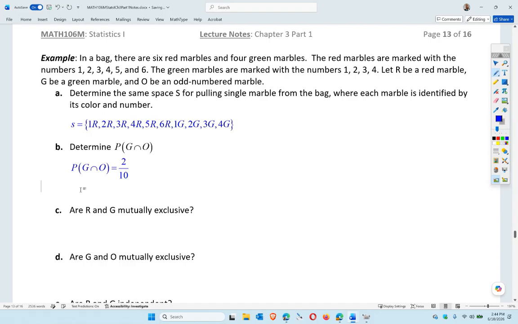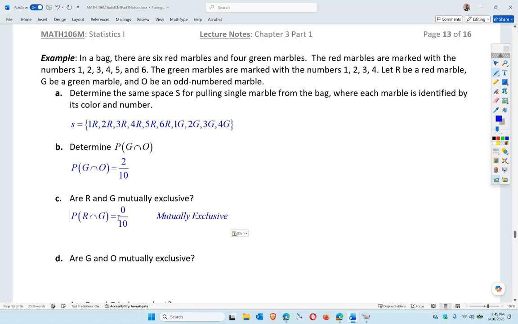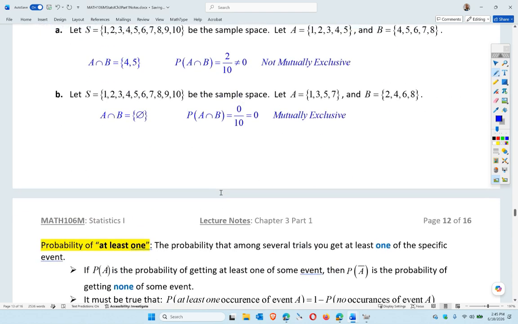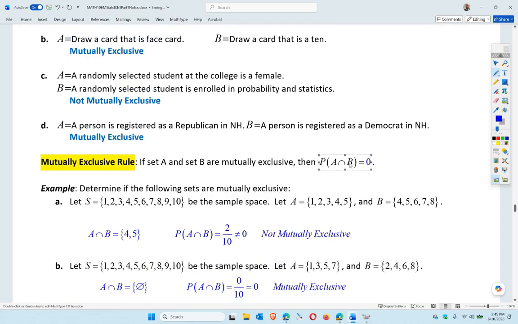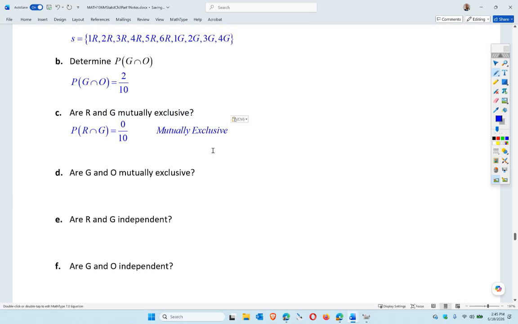Okay, so are R and G mutually exclusive? Can you be red and green at the same time? No, you cannot. You can be red or green, but you can't be red and green at the same time, right? So essentially using the rule, R and G equals 0, so therefore mutually exclusive. Because remember, there's only one rule for mutual exclusivity, is the and 0. That's it. Okay, let's go to the next one here.